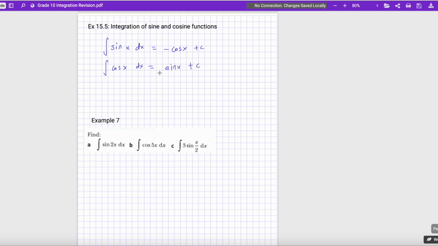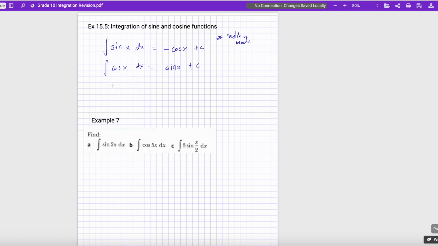Now, if you think about it, if you differentiate sine x, you get cosine x. And when you differentiate minus cosine x, you get sine x. So that is the process. Do take note that when we are integrating or differentiating sine and cosine, or trigonometric functions in general, we are always doing it in radian mode. We never do integration and differentiation of trig functions in degree mode. So just take note of that.